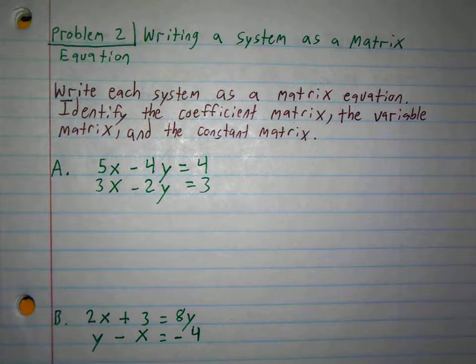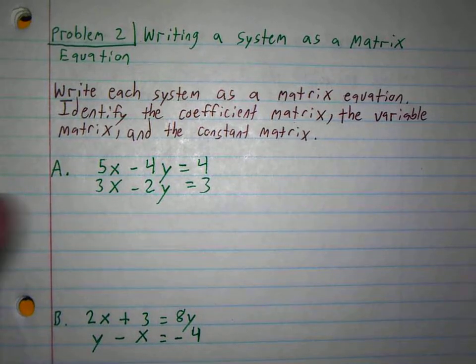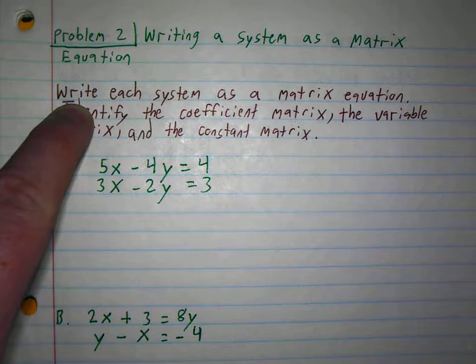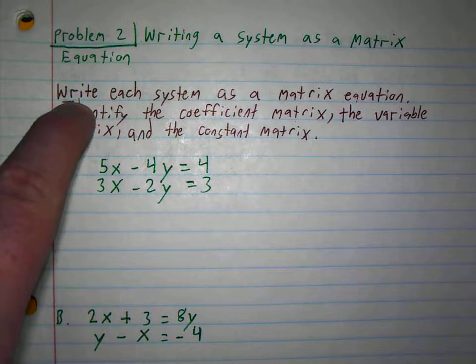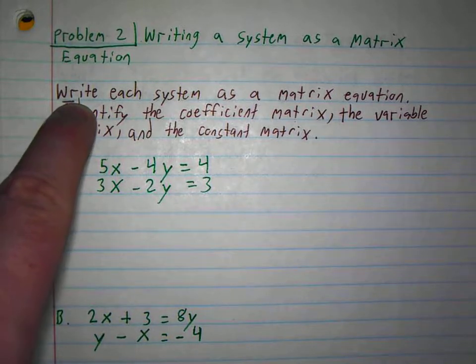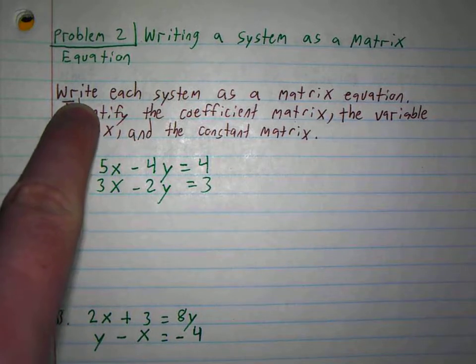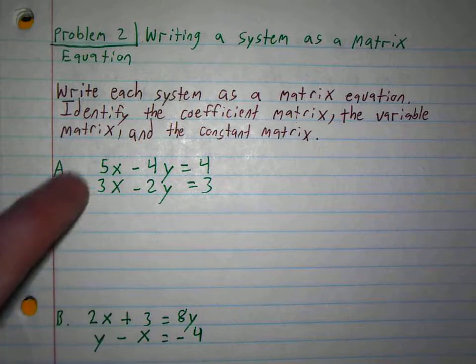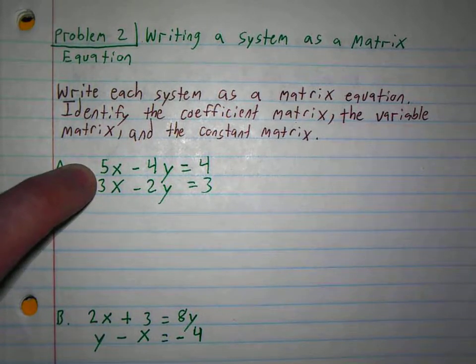So problem 2 is writing a system as a matrix equation. The key word here is write. Like if I said write your name, you would write your name, Mr. Parks. So the word write is a very simple word. Write each system. A system is when you have more than one equation.